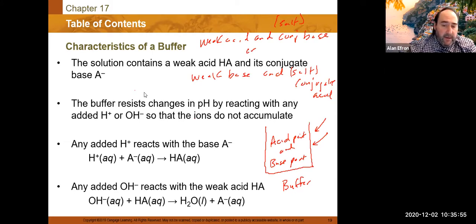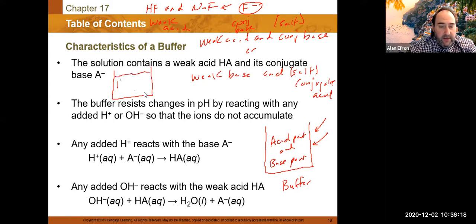So for example, if we were talking about, like I think we did last time, HF and say sodium fluoride. HF is a weak acid. Sodium fluoride is a source of F minus, which is its conjugate base. If we had a buffer made up of that, when we put it into solution, we would have HF floating around. We would also have a lot of F minuses floating around in that solution just to start with.